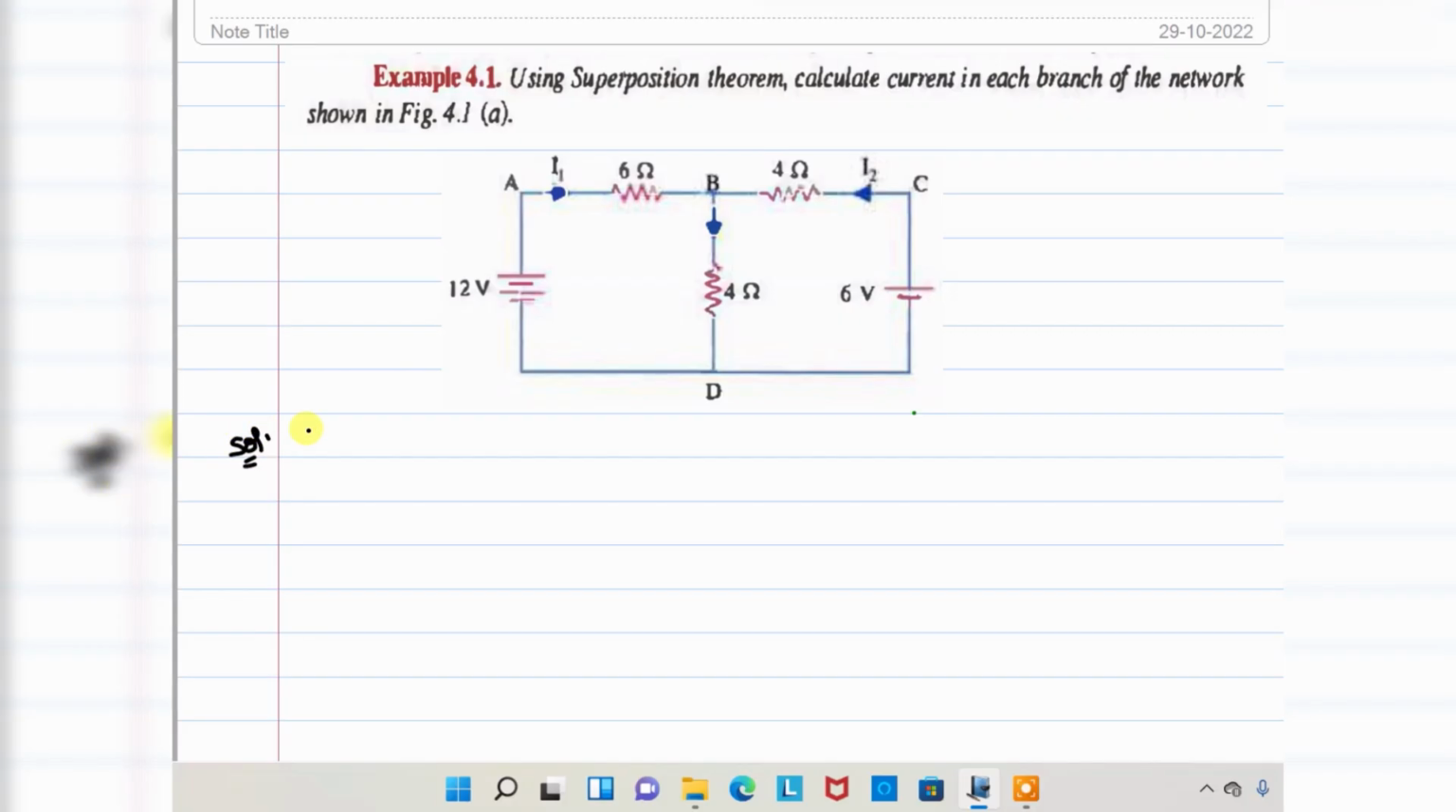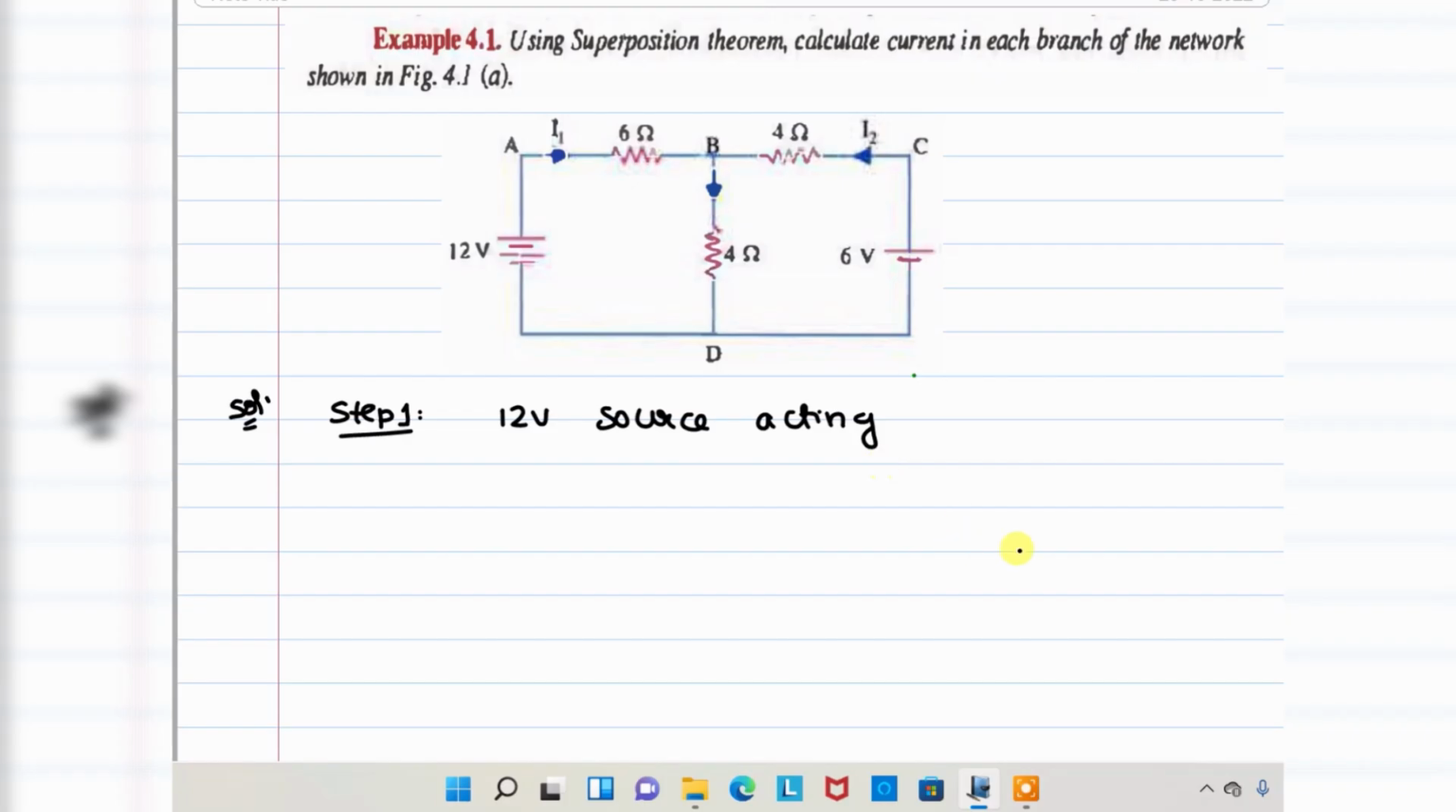Okay, so superposition theorem. According to the statement, with each source acting alone, all the other sources are replaced by a short circuit in case of a voltage source, and an open circuit in case of a current source, if the sources are ideal. That is the statement. So in this case, I am going to short circuit the 6 volt source. That means the 12 volt source is acting alone. For your understanding I am writing each and every step, but in the examination you do it directly.